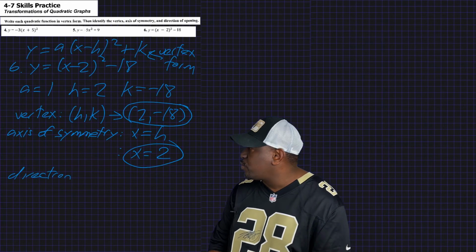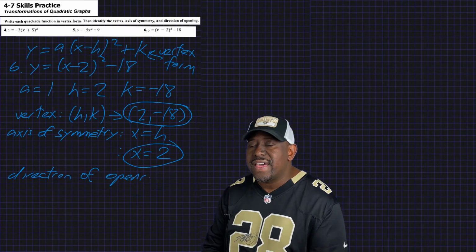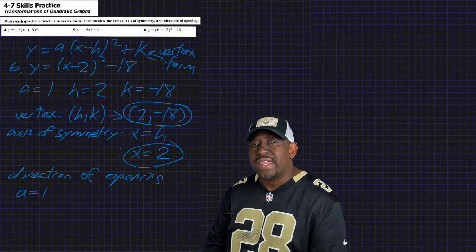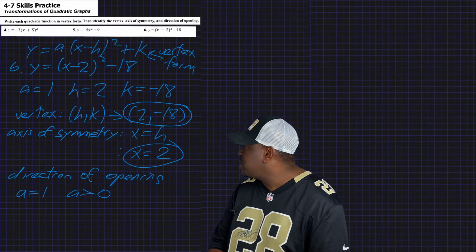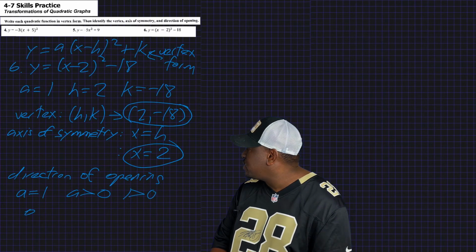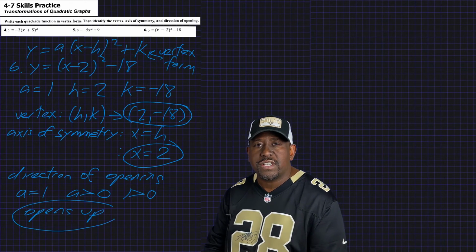So now for the direction of opening, we know that our a is 1. That is a positive number greater than 0. So we know that our parabola will open up and that will show up here in a second. 1 is greater than 0, and therefore the parabola opens up.